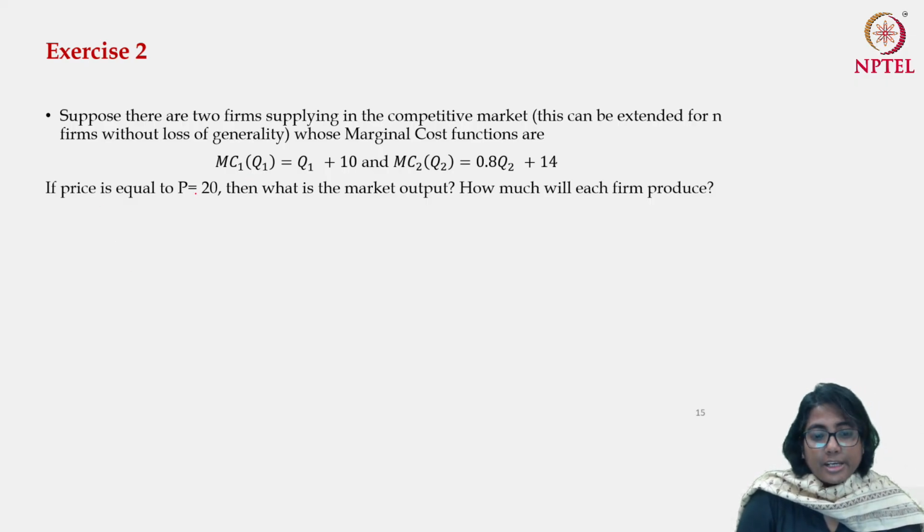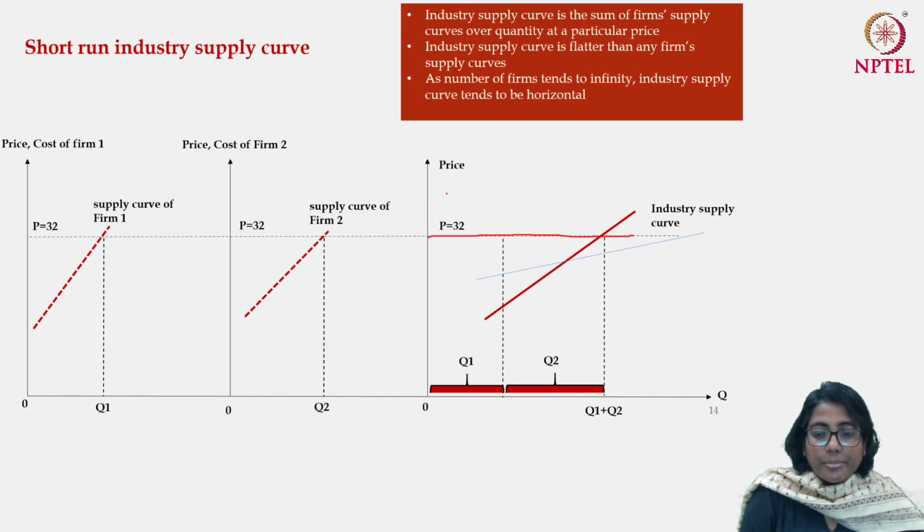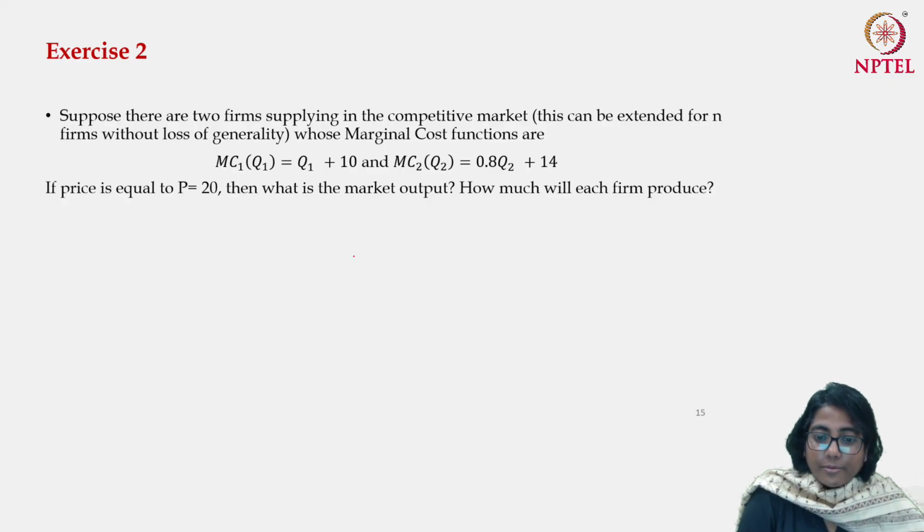Now, if the price is equal to 20, then what is the market output? That is the question. Nobody is asking what the price outcome is, because that is already given. The question is what the market output is going to be and how much each farm is going to produce. This is very easy to solve. If you remember the earlier diagram, each farm is equating the market price with its marginal cost. Whatever they produce individually is added up and supplied in the market at the same price. So here we will address the problem in a similar manner.